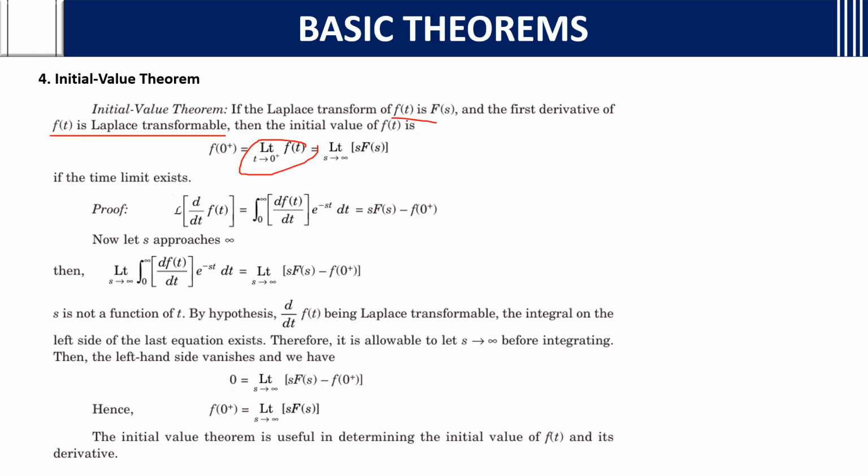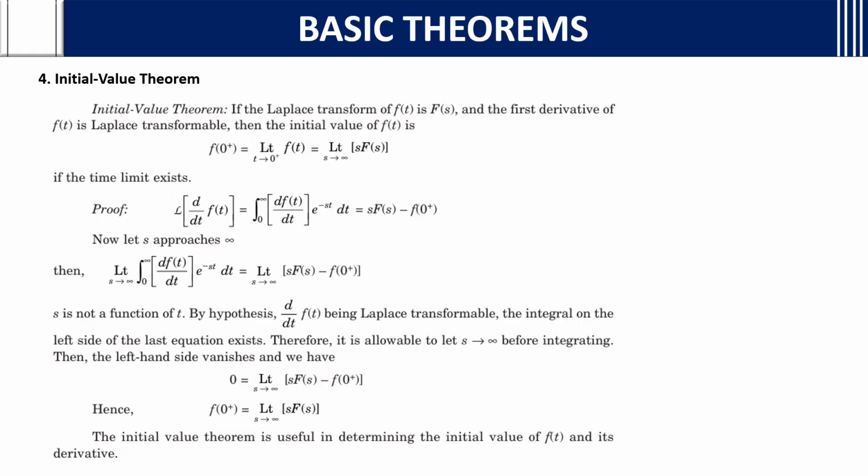So we are taking t tending to 0+ in the initial value theorem. That is nothing but f(0+), which is equal to the limit as s tends to infinity of s times F(s), where F(s) is the Laplace transform. This is the initial value theorem. In the time domain it is the limit as t tends to 0+ of f(t). In the frequency domain, the Laplace transform domain, we write the limit as s tends to infinity of s into F(s).